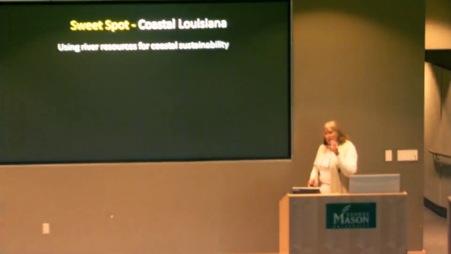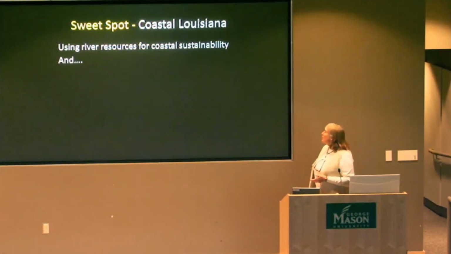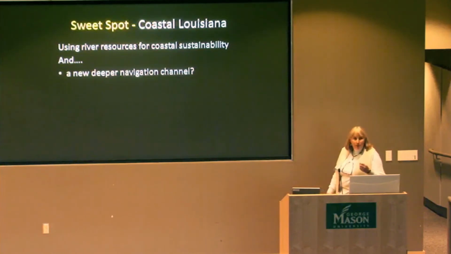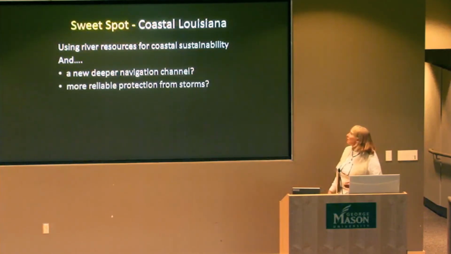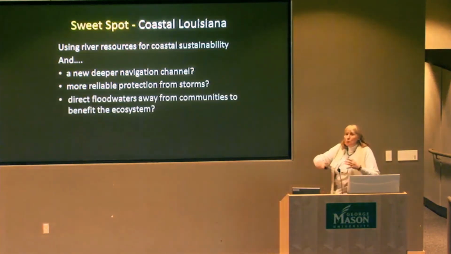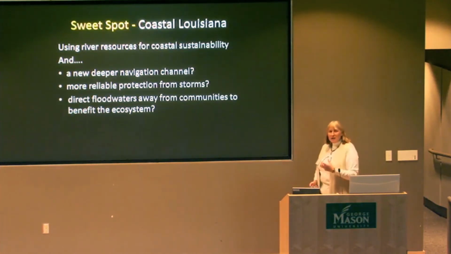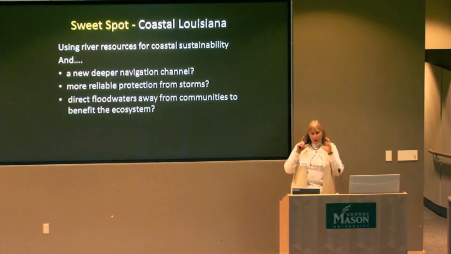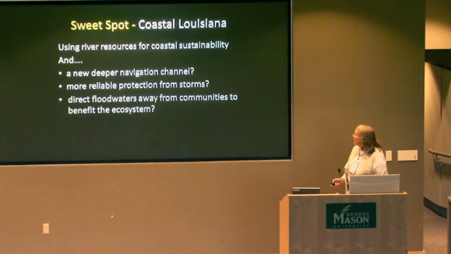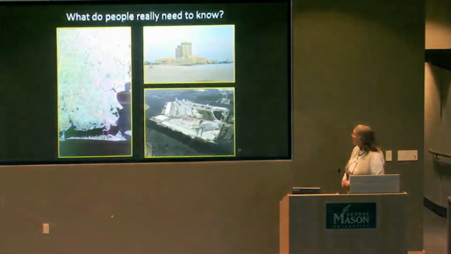This is an opportunity to think in a more integrated context, to think about coastal sustainability from the natural environment, but also think about how we can use that river to get maybe a deeper navigation channel or a more reliable route to the Gulf of Mexico. More reliable protection from storms. How can those wetlands really help attenuate storm surges and waves? And how can we move the flood resources of the Mississippi River when they come down away from our communities? How can we put all of these different things that we would want together into one package that will also provide some benefit to the natural environment? This is the kind of opportunity that we need to seek out and make sure that the natural environment is a key part of those conversations moving forward.